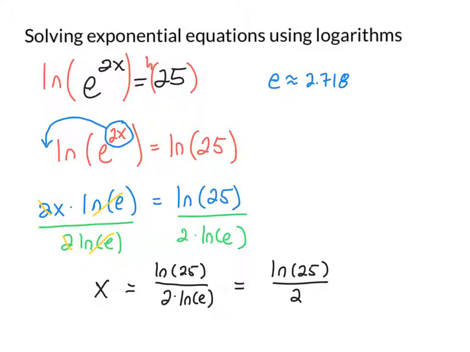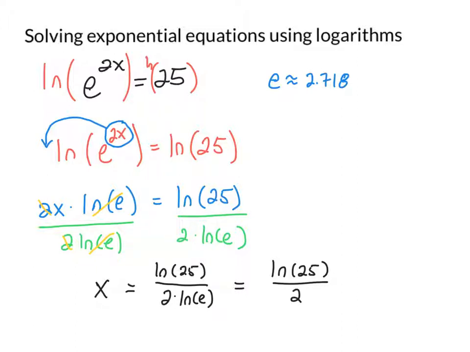When we look at the natural log of e, ln of e, the natural log has base e, so we talked about e up here. So this is a question asking us, e raised to what power is e? And the answer to that question is 1. And so the natural log of e is just 1, and we can simplify to this.